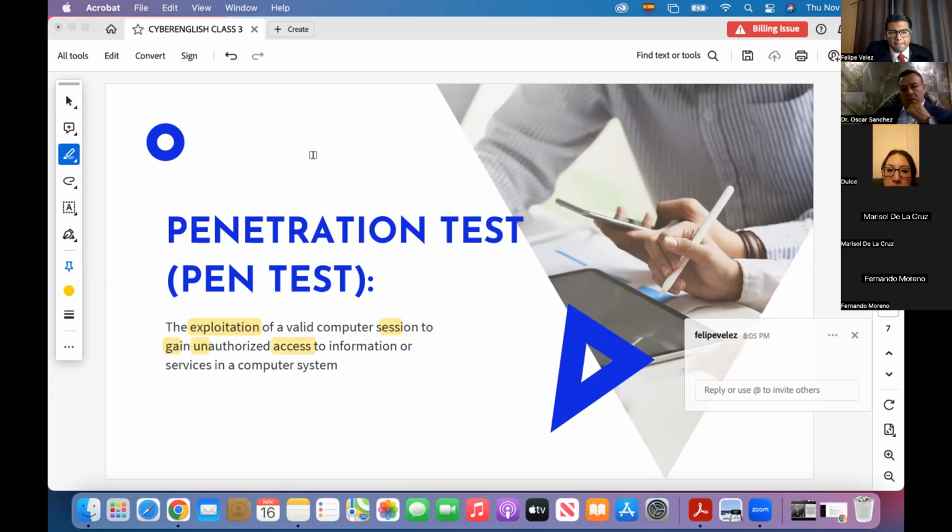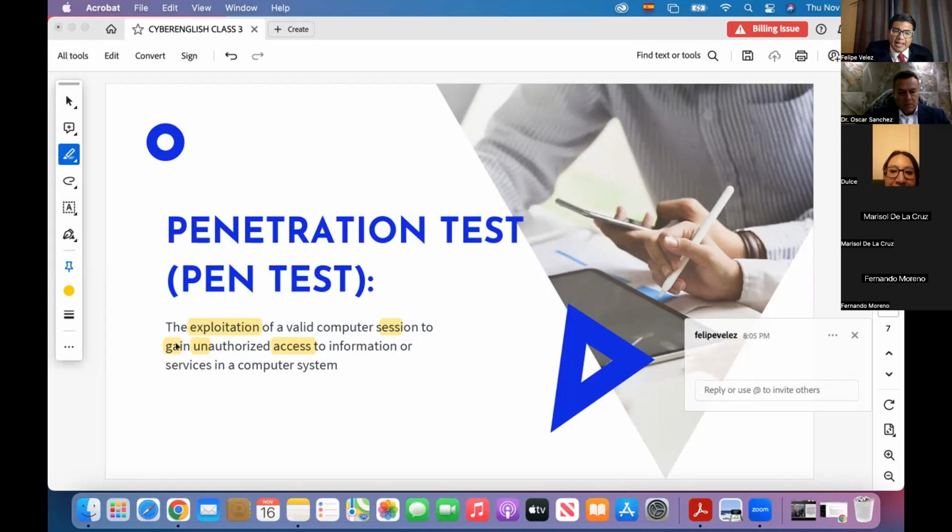Again. To gain unauthorized access to information or services in a computer system. Very good. Again, the exploitation of a valid computer session to gain unauthorized access to information or services in a computer system. Very quick. Come on, faster. The exploitation of a valid computer session to gain.